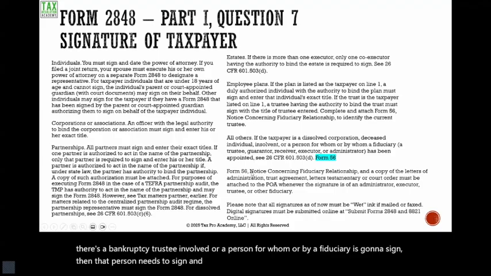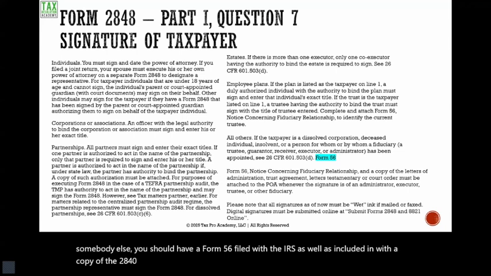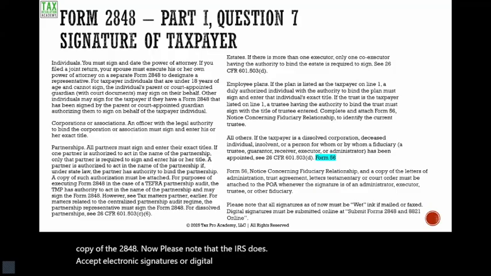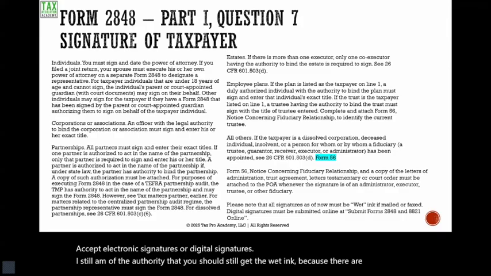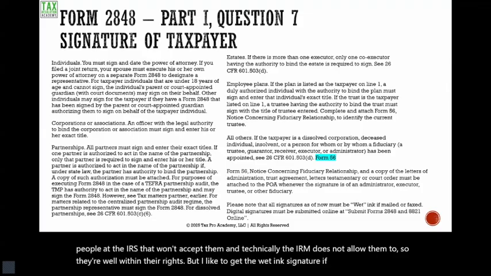And in cases of deceased or when they're representing somebody else, you should have a Form 56 filed with the IRS as well as included with a copy of the 2848. Now, please note that the IRS does accept electronic signatures or digital signatures. I still am of the opinion that you should get the wet ink, because there are still some people at the IRS that won't accept them, and technically the IRM does not allow them to, so they're well within their rights. But I like to get the wet ink signature if I'm going to do it on paper.